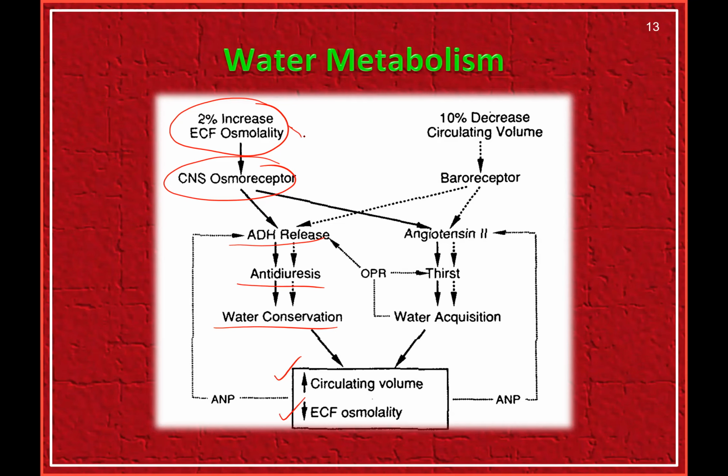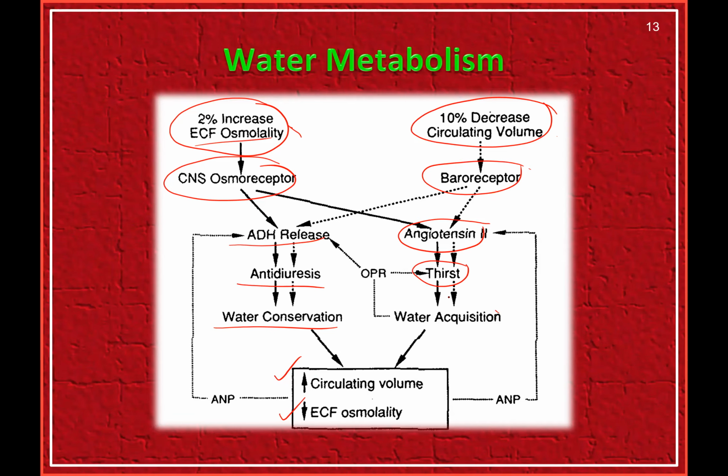Likewise, there is a decrease in the circulating volume. So either the osmolarity has increased or the volume has decreased. For the volume decrease, because of dehydration or any other reason, the circulating blood volume comes down and the baroreceptors are stimulated. These baroreceptors act on angiotensin 2. Angiotensin 2 is a dipsogen. It stimulates the thirst center.